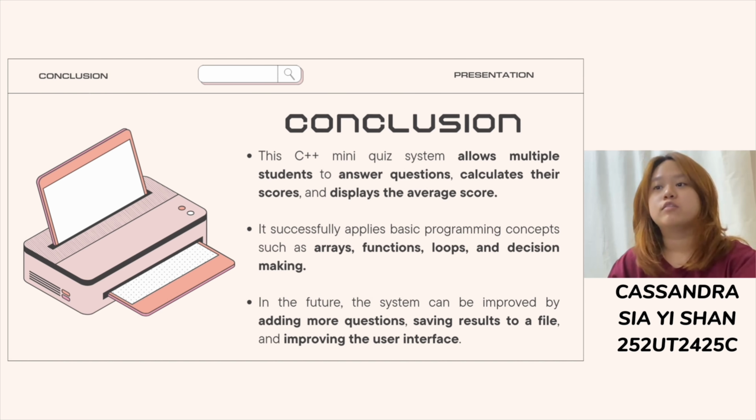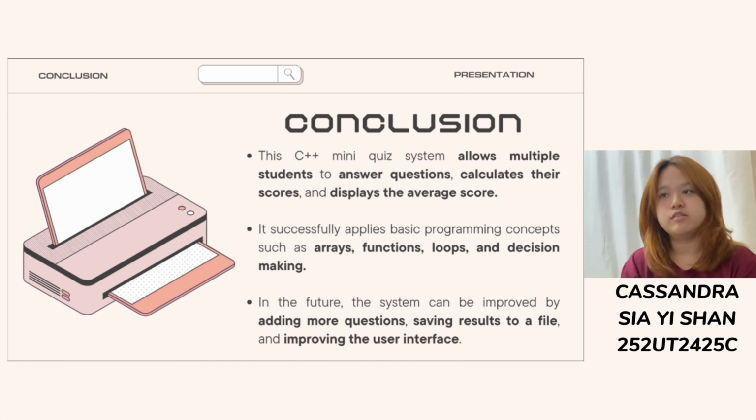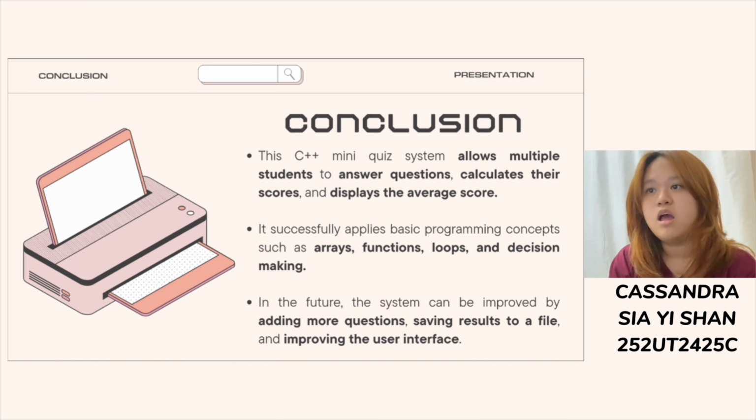In conclusion, our C++ mini quiz system successfully allows multiple students to answer quiz questions, calculates their individual scores, and displays the average score at the end of the program. This project effectively applies fundamental programming concepts such as arrays, functions, loops, and decision making, which strengthens our understanding of C++ programming. In the future, the system can be further improved by adding more flexible questions, storing results in a file, and improving the user interface to make it more interactive and user-friendly.